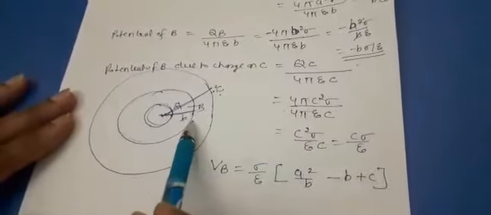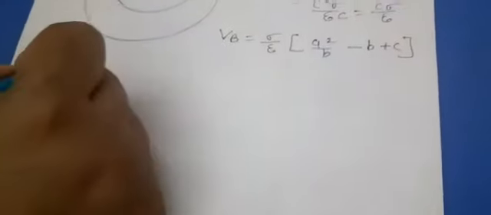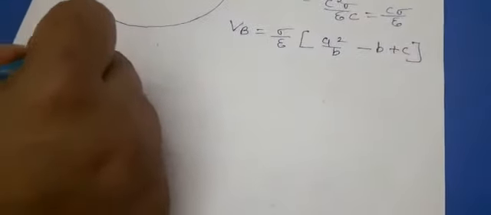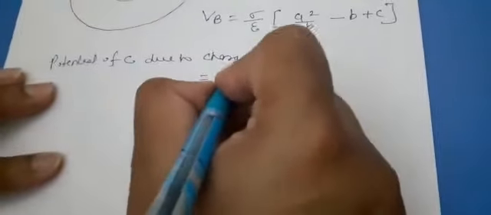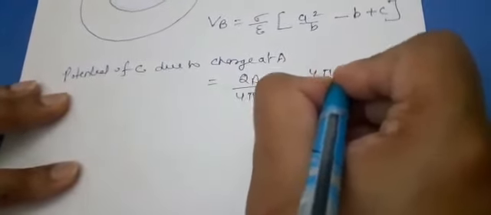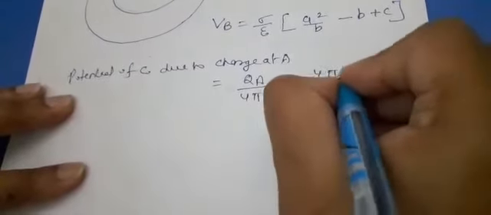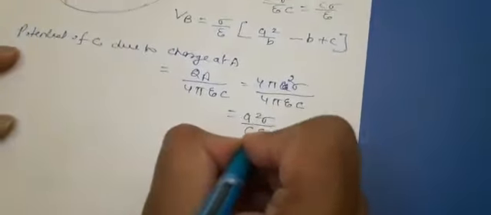Now if you have to calculate potential at C, for all three charges distance will be C. So I am taking potential of C due to charge at A. It will be given by QA upon 4 pi epsilon naught C. So 4 pi A square sigma upon 4 pi epsilon naught C. So it will be A square sigma by C epsilon naught.